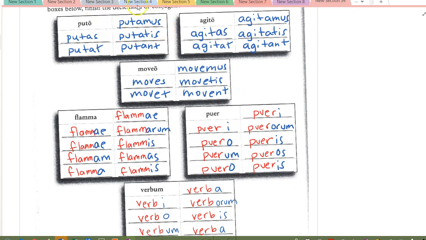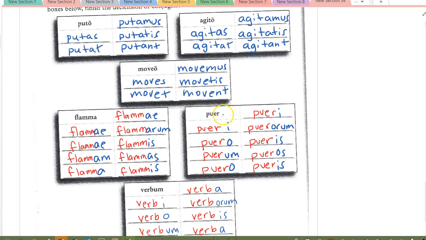Here are the first 3 verbs: puto, putas, putat, putamus, putatis, putant. Make sure your spelling is corrected on here. Agito, agitas, agitat, agitamus, agitatis, agitant. Moveo, moves, movet. So we've got the move in there. Movemus, movetis, movent. For flamma, flammae, it has the flamm in every single one of them. Flamma, flammae, flammae, flammam, flamma, flammae, flammarum, flammis, flammas, flammis, the feminine.